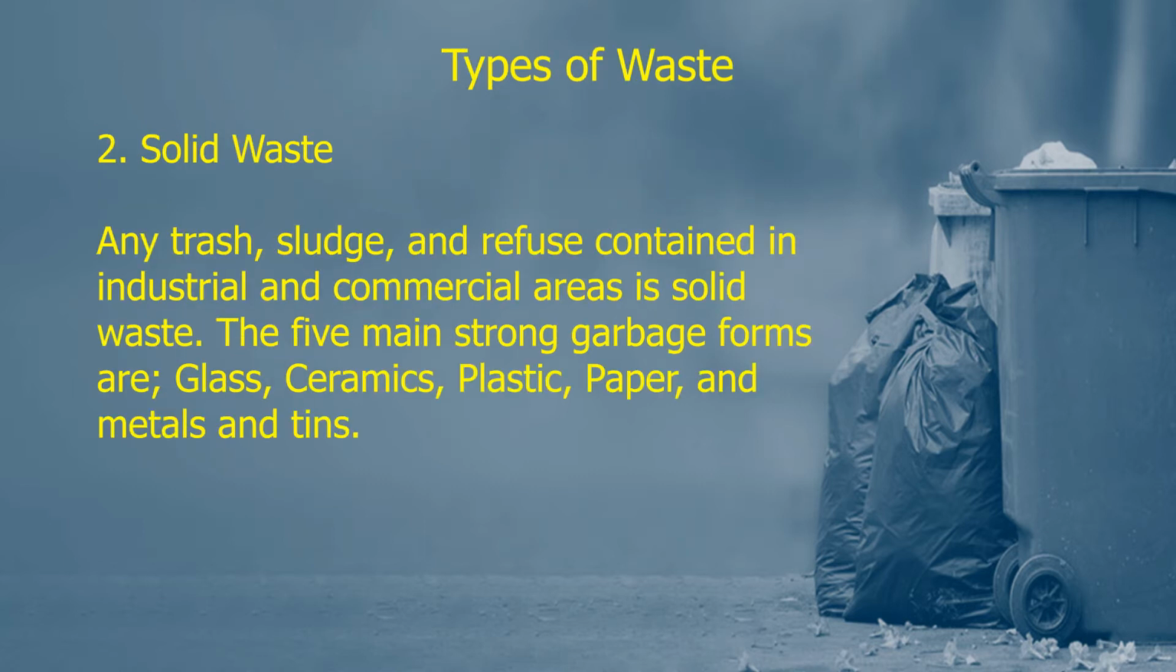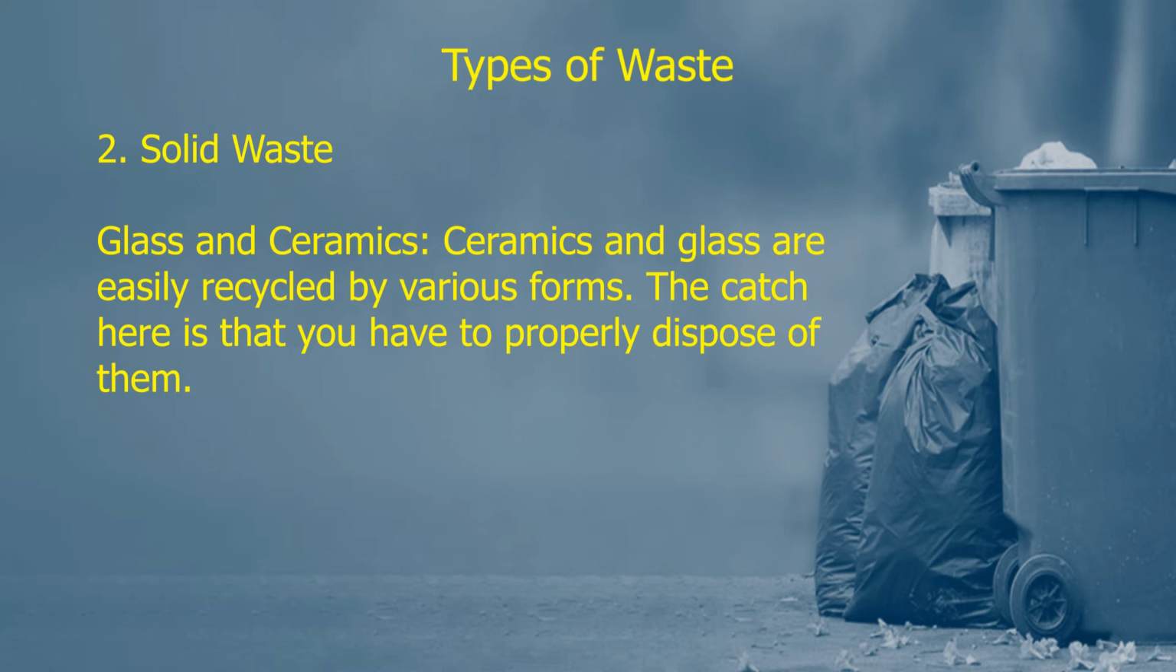Next type of waste, solid waste. Now, any trash, sludge, and refuse contained in industrial and commercial areas is solid waste. The 5 main solid garbage forms are glass, ceramics, plastic, paper, and metals and tins. Glass and ceramics are easily recycled by various forms. The catch here is that you have to properly dispose of them.